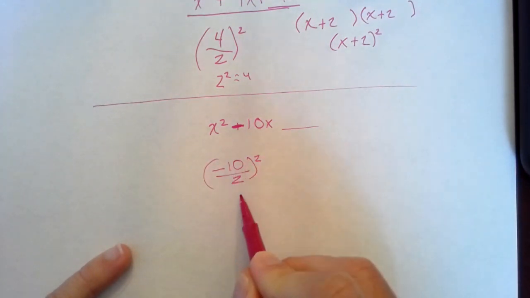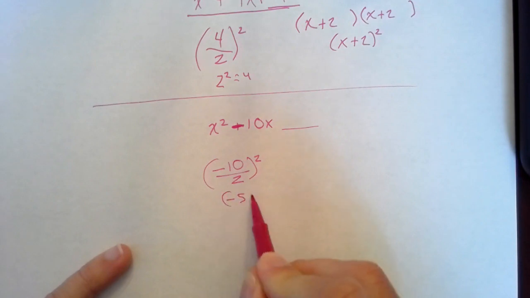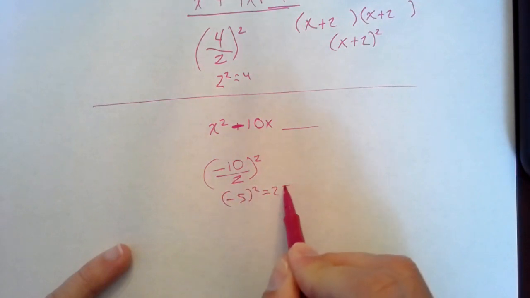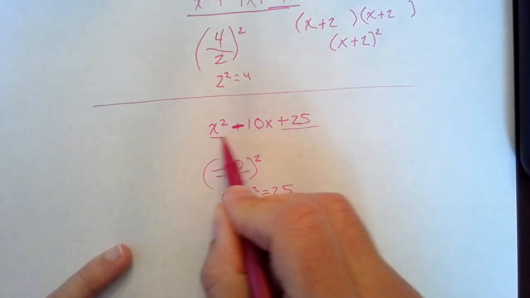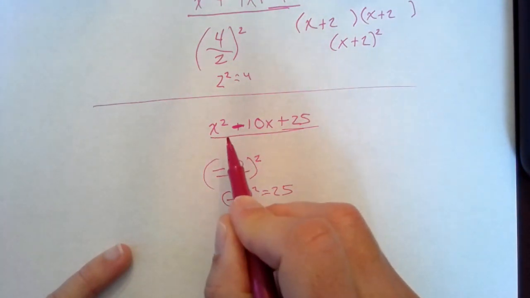So I'm going to take half of negative 10 and get negative 5. When I square that, I get a positive 25. So this is going to be plus 25. This is now a perfect square trinomial.